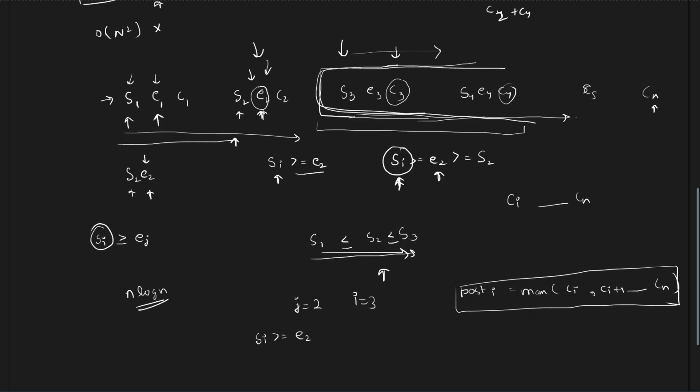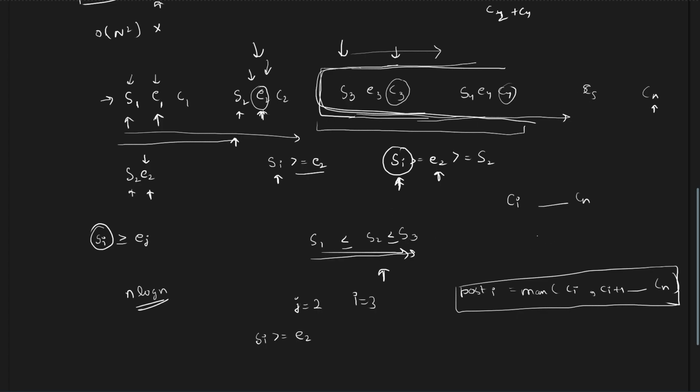Why are all of these possible candidates for our answer? Because if S3 is greater than E2, then S4 will always be greater than or equal to E2. Similarly, S5 will always be greater than or equal to E2, right? So this continues. Now we have to find the maximum value among these.